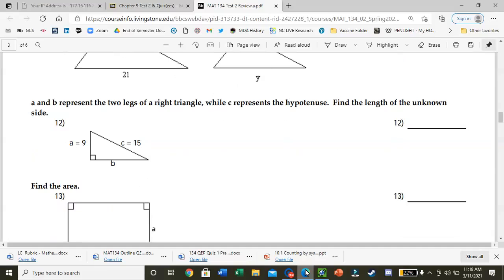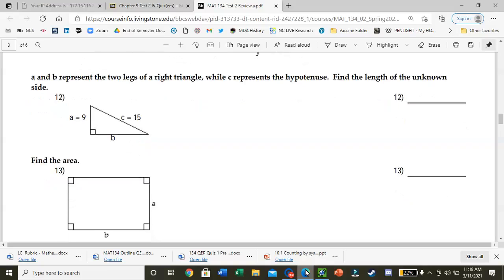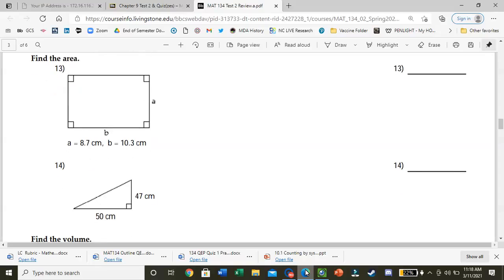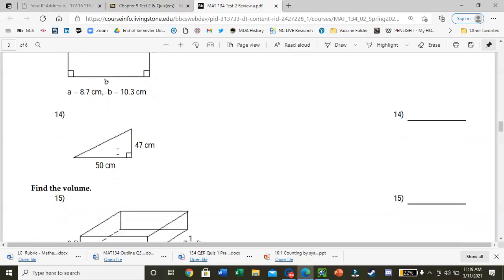Any questions with that one? With number 12, finding the unknown side of a right triangle. No. Okay. Find the area of a rectangle. Do we need to see that one? It's just length times width, right? So this is A equals 8.7 and B equals 10.3. It didn't come out. You can barely see it on the slide, but it shows up better when you're looking at the document.